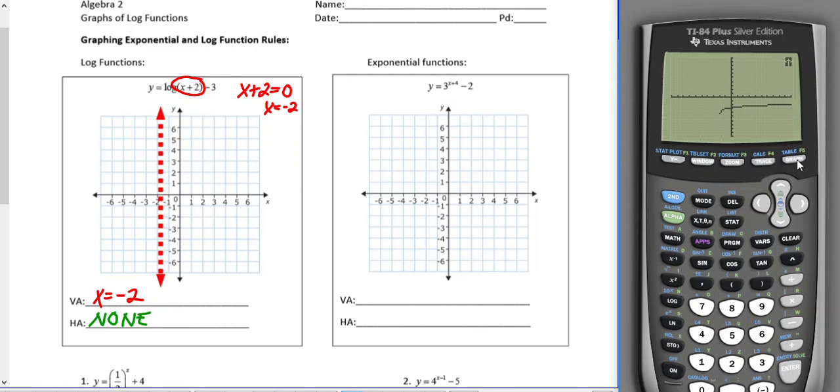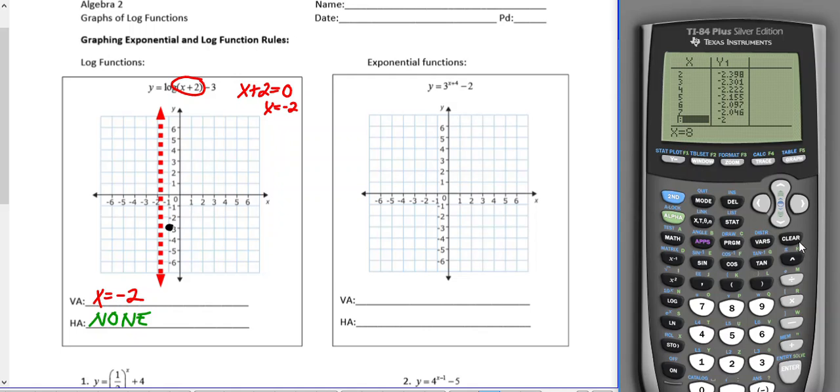I'm going to go second, graph, and I want to plot points that are easy, not decimals. So it looks like I can plot negative 1, negative 3. I'm going to use a different color. So negative 1, negative 3. And I can also do 8, negative 2, but my graph doesn't go up to 8.